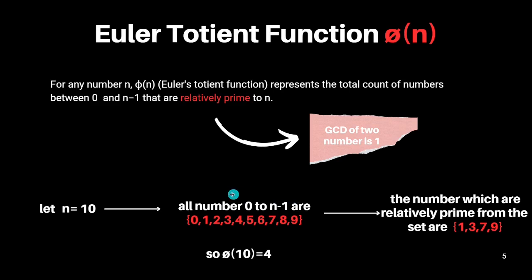What this means is, after finding the complete set 0 to n minus 1, we have to find the numbers which are relatively prime to n, here relatively prime to 10. So we check whether 1 is relatively prime to 10 or not, whether 2 is relatively prime to 10 or not. From this set, 1, 3, 7, 9 are the only numbers which are relatively prime to 10. So there are a total of 4 numbers relatively prime to 10 in the set 0 to 9, and phi of n will be equal to 4. Now you have a basic understanding of the Euler totient function. It represents the total count of numbers between 0 and n minus 1 which are relatively prime to n.